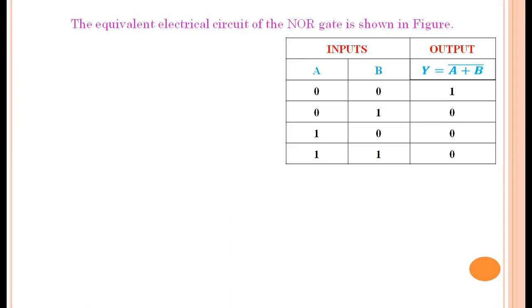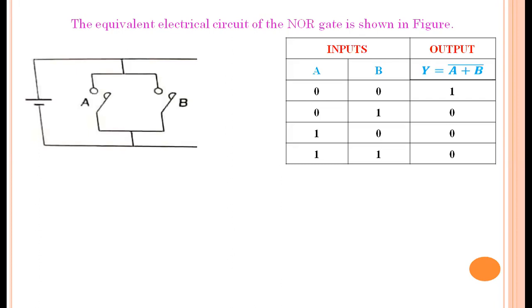And of course, we can construct a NOR gate using different electrical circuits and also an electronic equivalent circuit. The equivalent electrical circuit of the NOR gate is shown in this figure. In this case, there are 2 switches, A and B, connected in parallel to each other, and these are connected in parallel to the bulb and battery. So this is the equivalent circuit of the NOR gate.